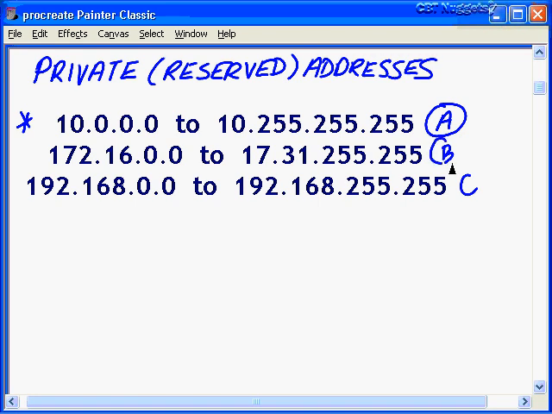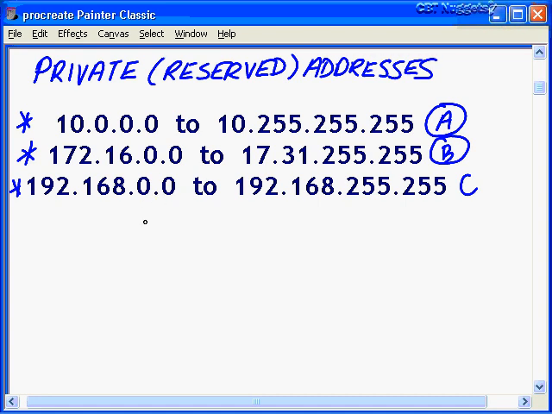Same thing for Class B. Anything between 170.16.0.0 all the way up to this address is also going to be a private address. And you've also got a range of Class C, 192.168.0.0 up to 192.168.255.255. And you'll see these addresses used whenever you're looking at training books that are out there. Some of the addresses that are used for examples and training commonly use address ranges from these private reserved addresses.